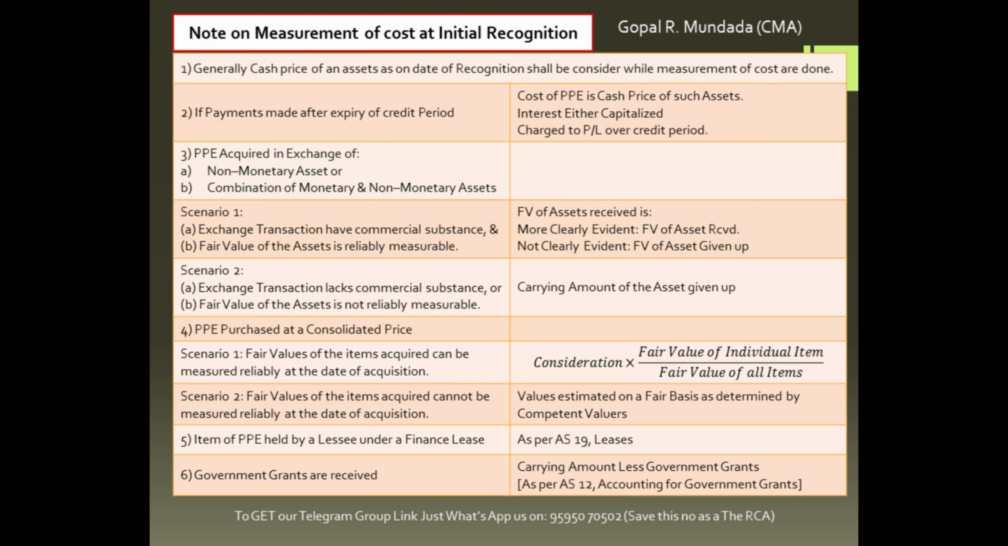In such case there are two situations. First situation is the exchange transaction has commercial substance, and second, the fair value of the asset is reliably measurable. If these two conditions are present, then the fair value of the asset received is more clearly evident, and it shall be taken as the cost at the time of initial recognition. If the fair value of the asset is not clearly evident, then the fair value of the asset given up is considered.